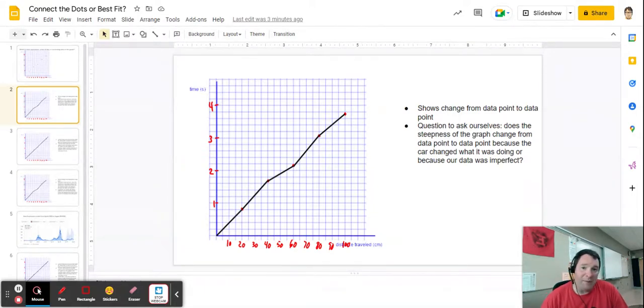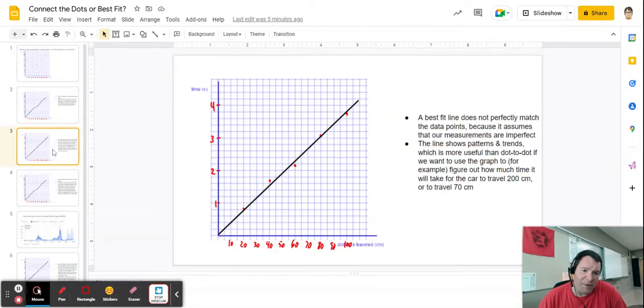I would also like to make the claim that just because you were watching the car and you clicked a button on your stopwatch when the car got to 20 centimeters, and then you clicked a button on your stopwatch when the car got to 40 centimeters, and you clicked a button on your stopwatch when the car got to 60 centimeters, that didn't change what the car was doing. You pushing a button on the stopwatch on your phone didn't change the car's behavior in any way. And so, if the steepness of that graph has anything to do with describing what the car was doing, then drawing dot to dot to dot implies that what the car was doing changed each time you pushed a button on your stopwatch, which doesn't feel very realistic to me.